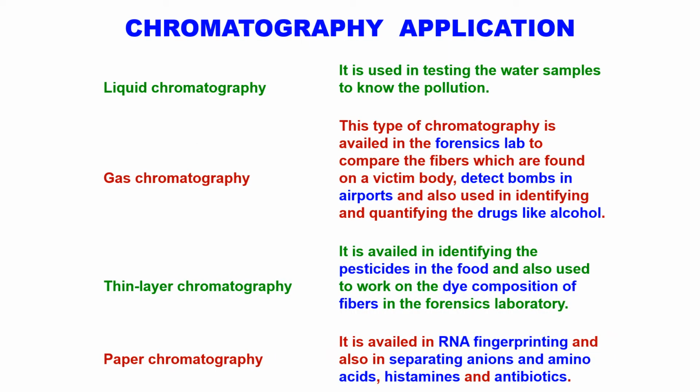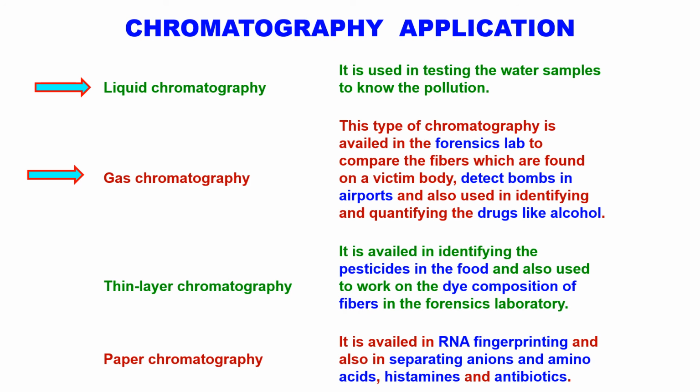After this brief description of these various widely used chromatographic techniques, let's just discuss the application of these chromatographic techniques. So liquid chromatography is widely used in testing water samples in order to gauge the water pollution. Gas chromatography is usually used in forensics labs, and to detect bombs in the airports and in order to identify drugs or alcohol.